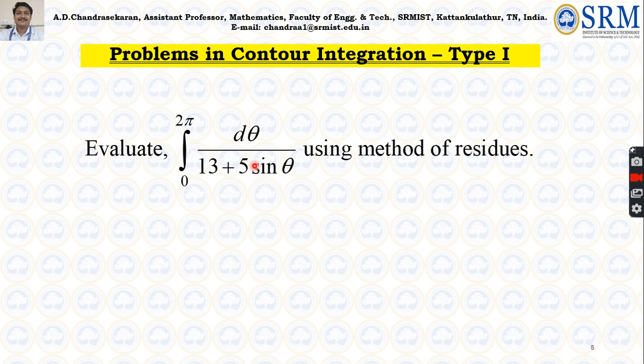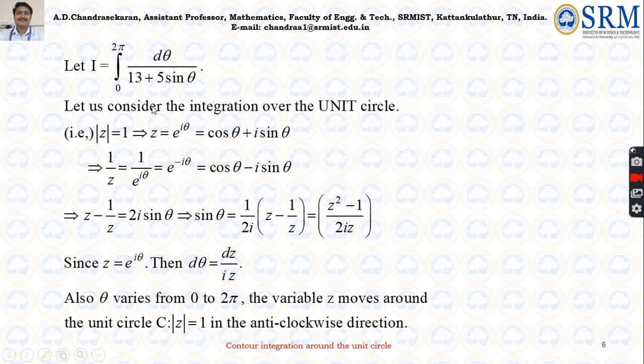So here we have sin theta, and here we have d theta. Let us convert this in terms of z. Let the given integral be I, integral 0 to 2 pi d theta by 13 plus 5 sin theta. Let us consider the integration over the unit circle.